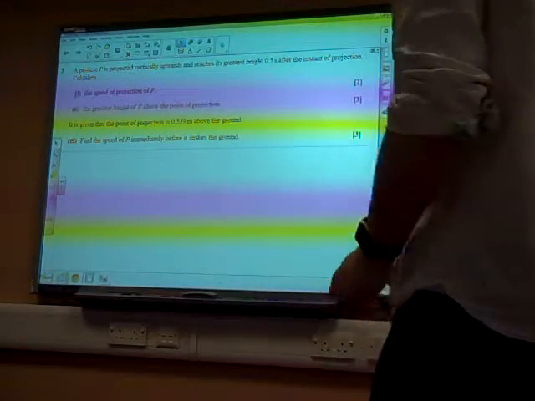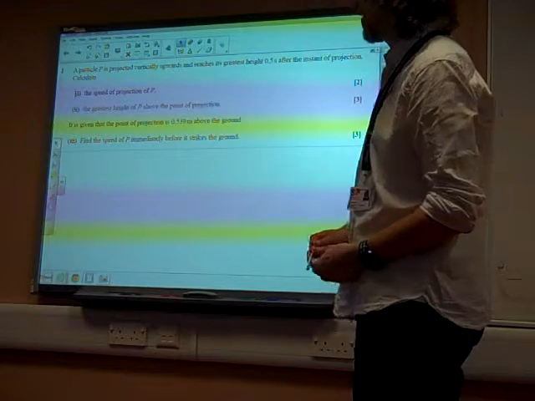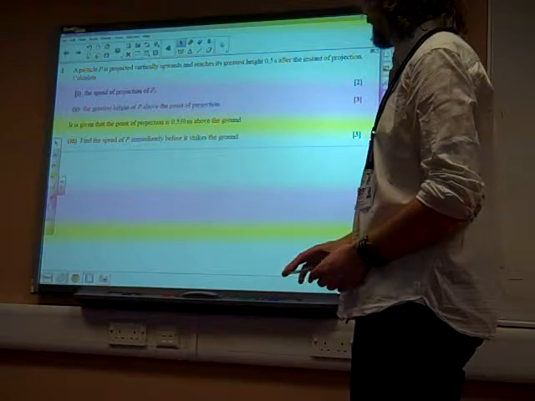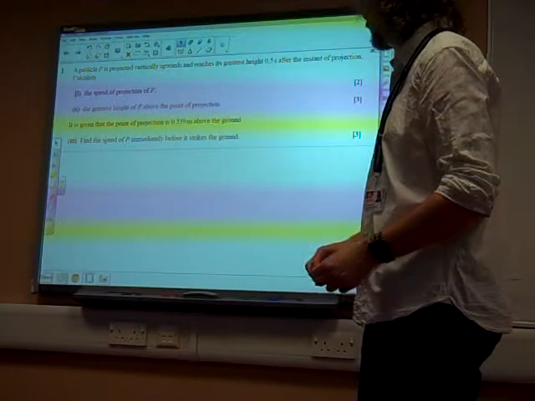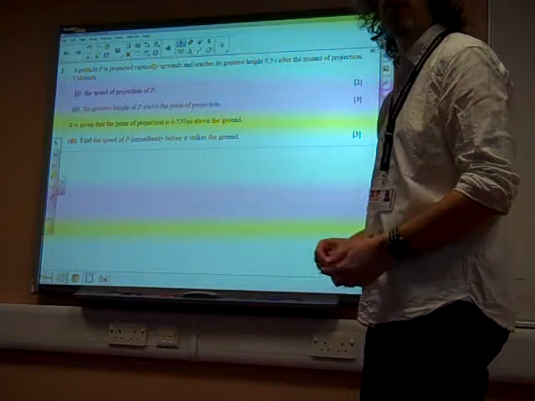Yes, we're recording. Right. So question 2. A particle P is projected vertically upwards and reaches its greatest height half a second after the instant of projection. Calculate the speed of projection of P.